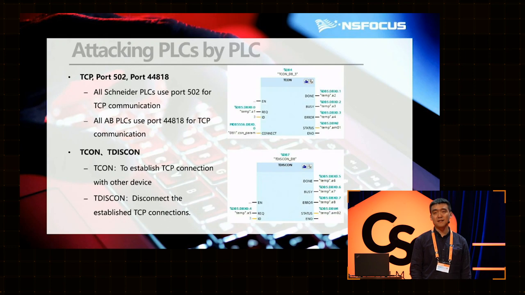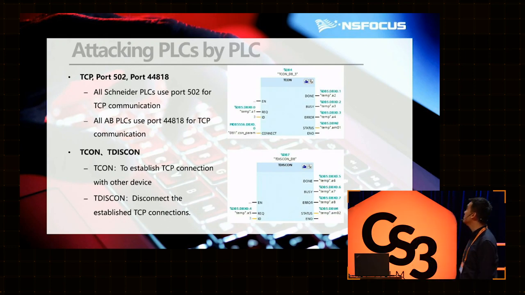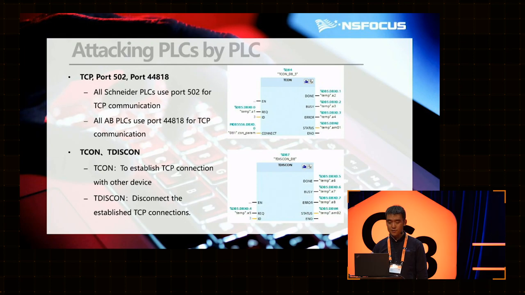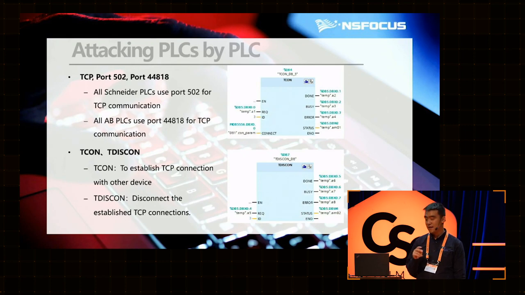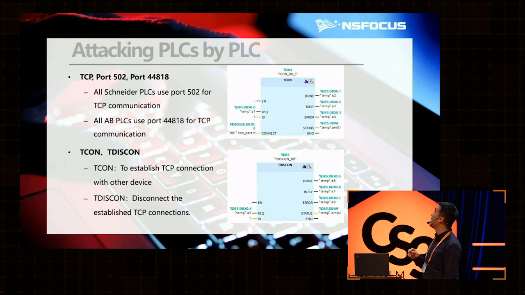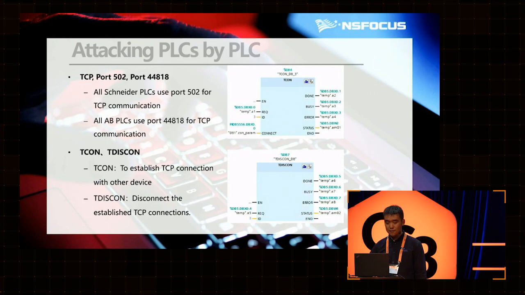PLC Blaster has proposed a method where a Siemens PLC can use the TCON block and the TDISCON block to establish a TCP connection with other PLCs. So we use this one. We use TCON to connect a TCP connection to other vendors' PLCs. Like Schneider PLCs, we use port 502, and for Allen Bradley PLCs, we use port 44818 for communication.